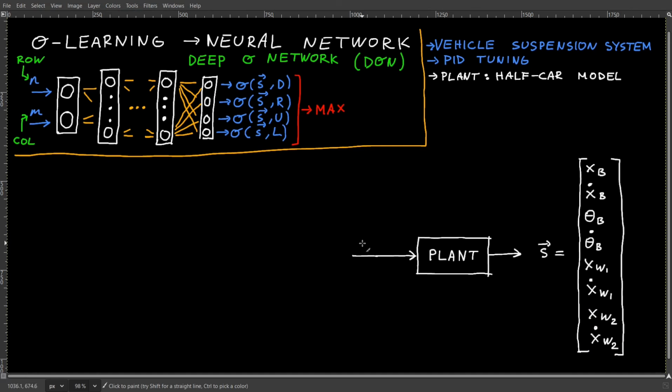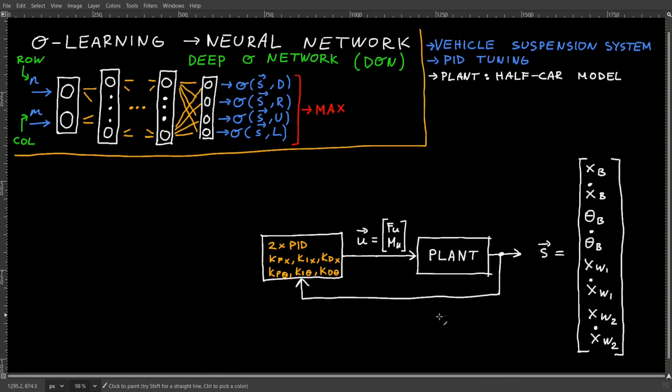The plant also takes in the control inputs, F_u and M_u, which are the forces and moments that actuators in the wheels generate. These control inputs are generated by the two PID controllers, where one is for controlling vertical displacement with these 3 constants, proportional, integral, and derivative respectively, and the other one is for the pitch with these 3 constants, which means that in general we have 6 PID constants that we have to tune.